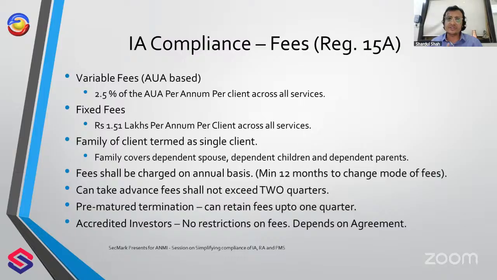Next provision with regard to the fees is that fees should be charged on an annual basis. That is, you can modify the methodology, fixed to variable, variable to fixed. But you have to make sure that a minimum period of 12 months has elapsed to make the necessary changes. The IA can take a maximum of 2 quarters' fees in advance from a customer. In case there is a premature termination of the investment advisory agreement, a maximum of 1 quarter's fees can be retained by the IA, and all the rest of the fees, that might be 1 quarter or a part of a quarter, should be refunded to the customer.